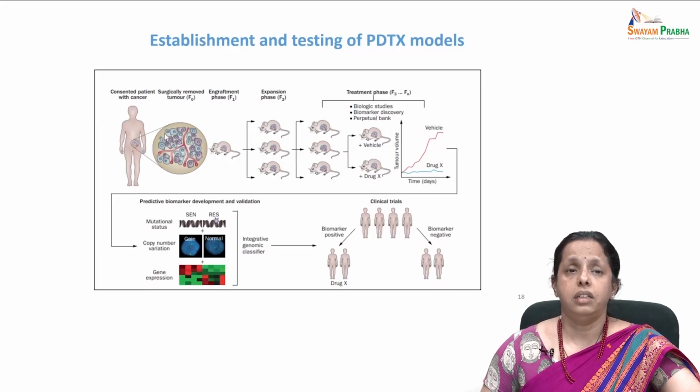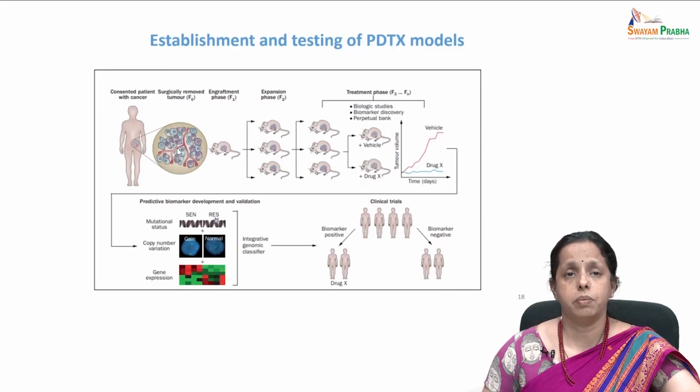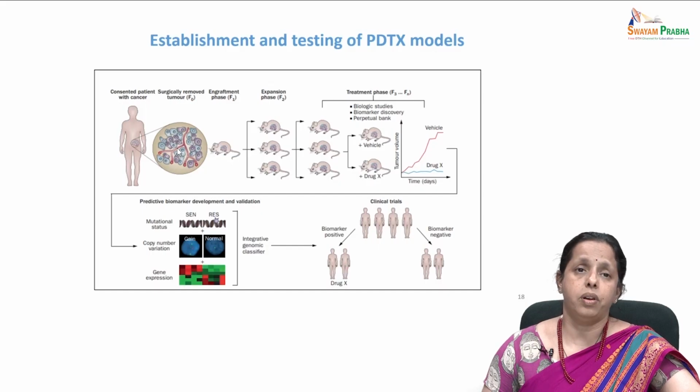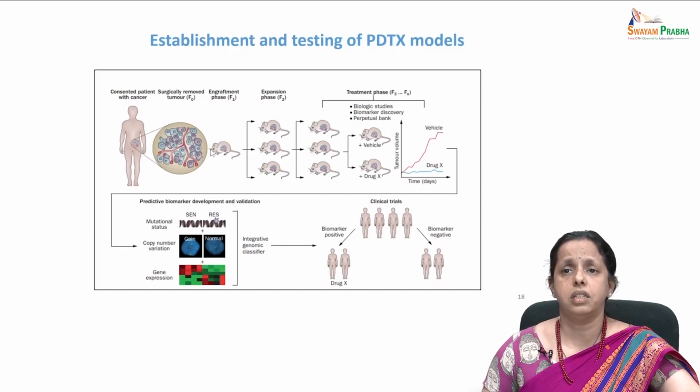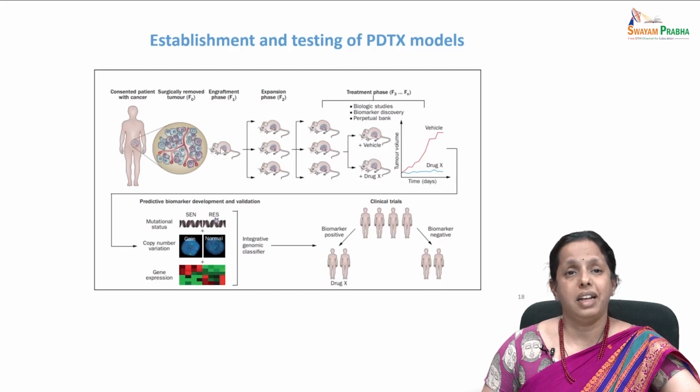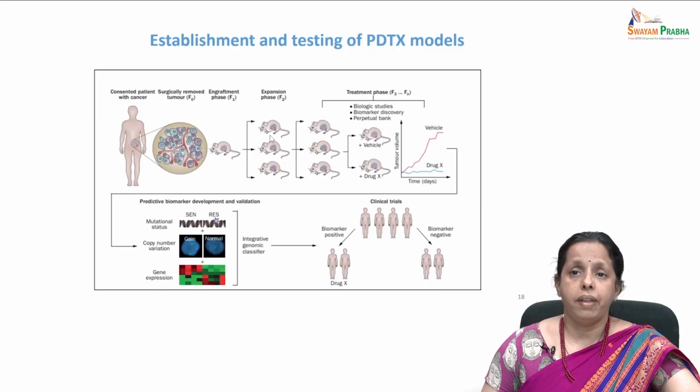Then the non-necrotic regions are taken, and the tumor bits are sectioned into approximately 3 mm square pieces, and after processing, implanted subcutaneously into anesthetized 5-week to 6-week old female athymic nude mice. We will be discussing the mice models slowly. During the engraftment phase, tumors are allowed to establish and grow, and then they are harvested upon reaching a size of around 1.5 centimeters, based on the different cancer types and different established conditions.